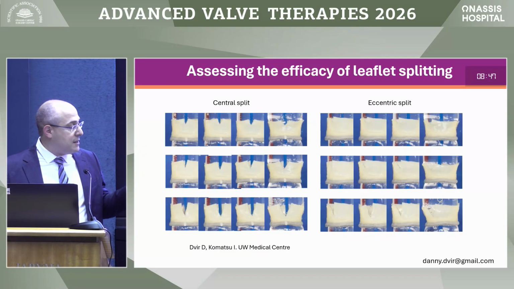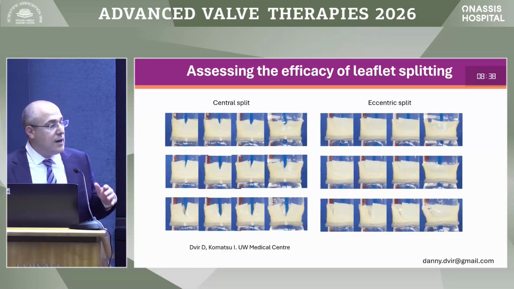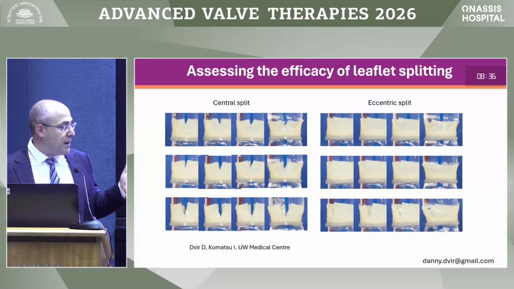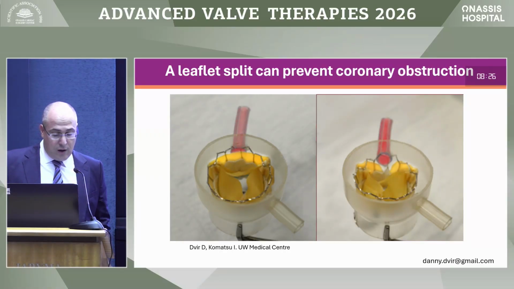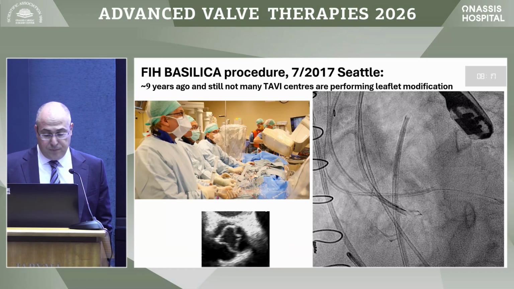On the centricity of that cut, the more central we are, the larger would be the splay, and the oversizing that we apply to that leaflet. The more we push that leaflet, the bigger would be the splay. So obviously, we do want to push that splay away and to have a bigger gap between the two leaflets. You can see an image showing why leaflet split may prevent coronary obstruction.